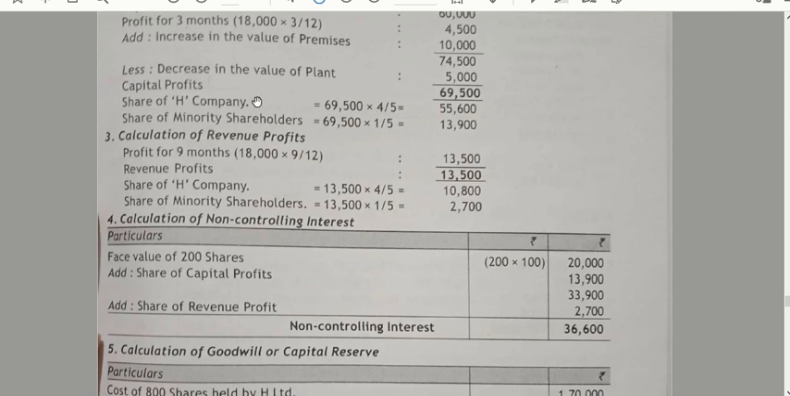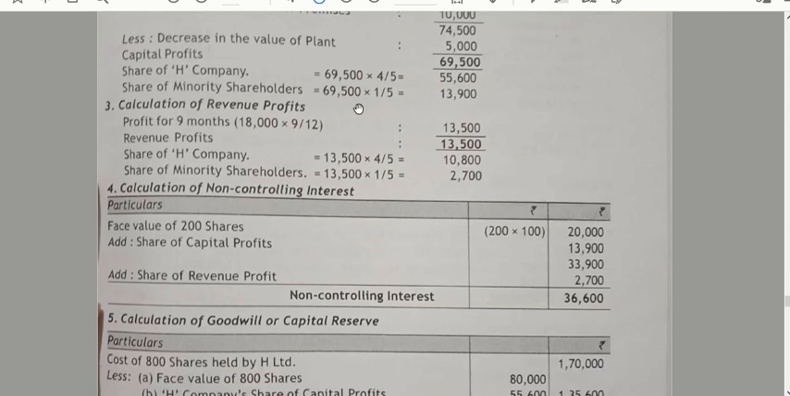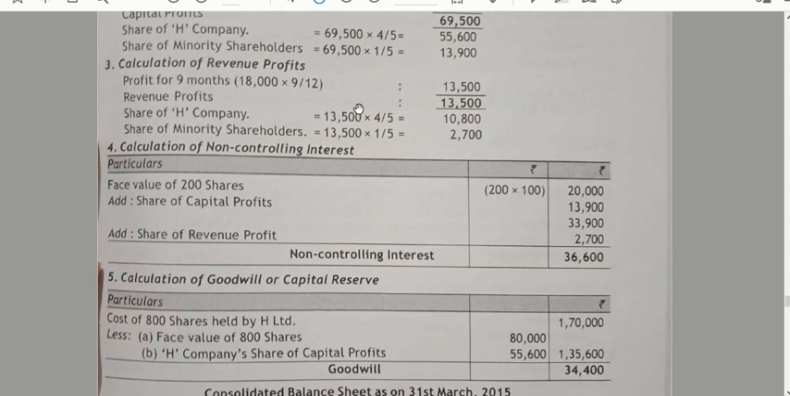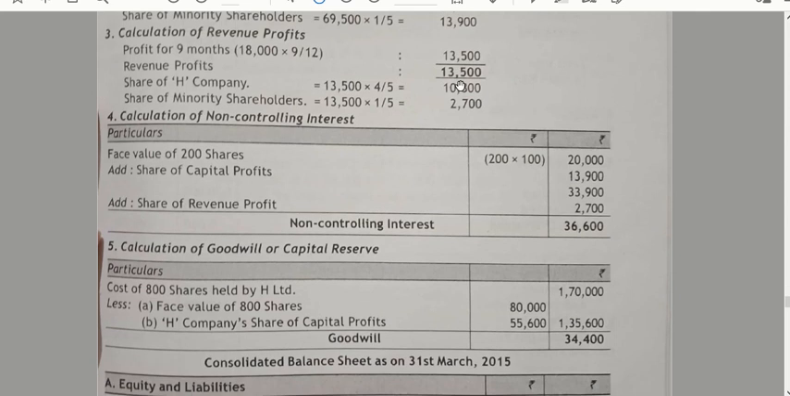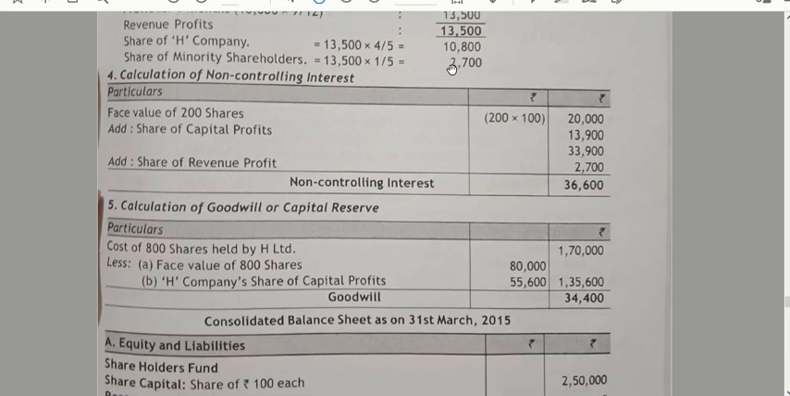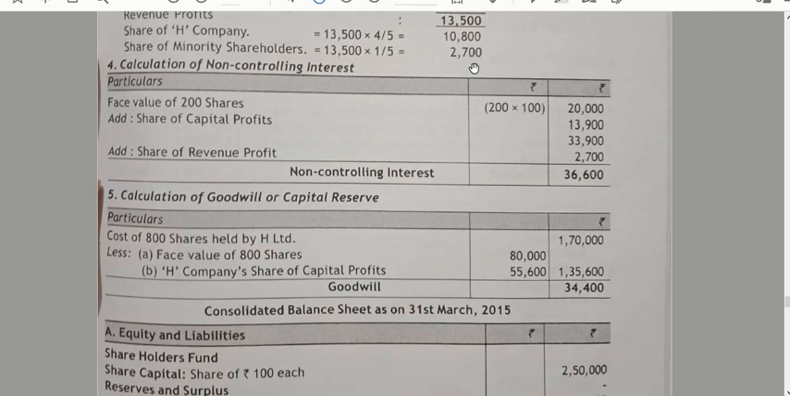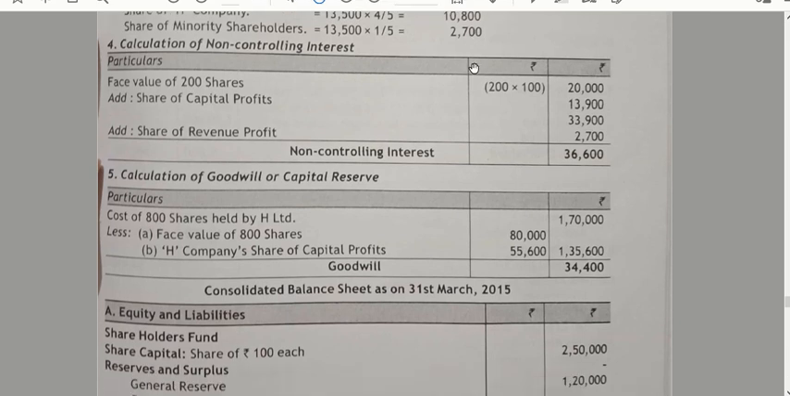So your capital profit is 69,500. Share of H Limited is 69,500 into 4 by 5, 55,600. Share of minority shareholders is 69,500 into 1 by 5, which is 13,900. So calculation of revenue profits. Profit for 9 months, 18,000 into 9 by 12, which is 13,500. Revenue profits is 13,500. Share of H Limited is 13,500 into 4 by 5, 10,800. Share of minority shareholders 13,500 into 1 by 5, 2,700.